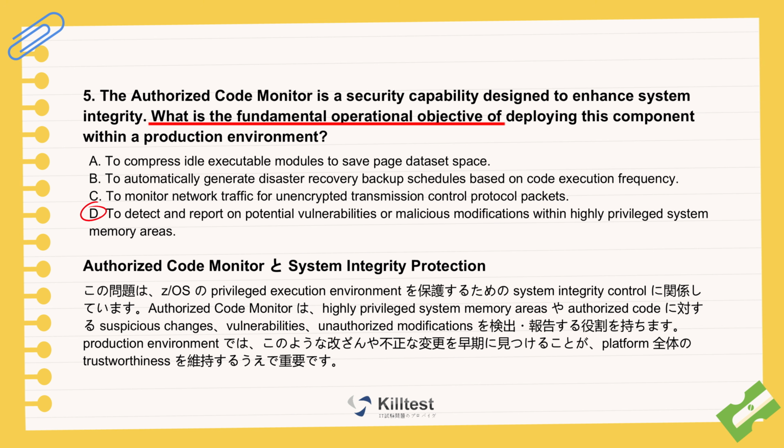Right, so it acts as the ultimate interior alarm system. The Authorized Code Monitor's entire job is detecting unauthorized tampering. How does it pull that off? Well, it constantly scans highly privileged system memory areas. If a malicious actor tries to modify code in those protected spaces to elevate their privileges, the monitor catches that suspicious modification instantly. From locking down memory to actually getting work done.